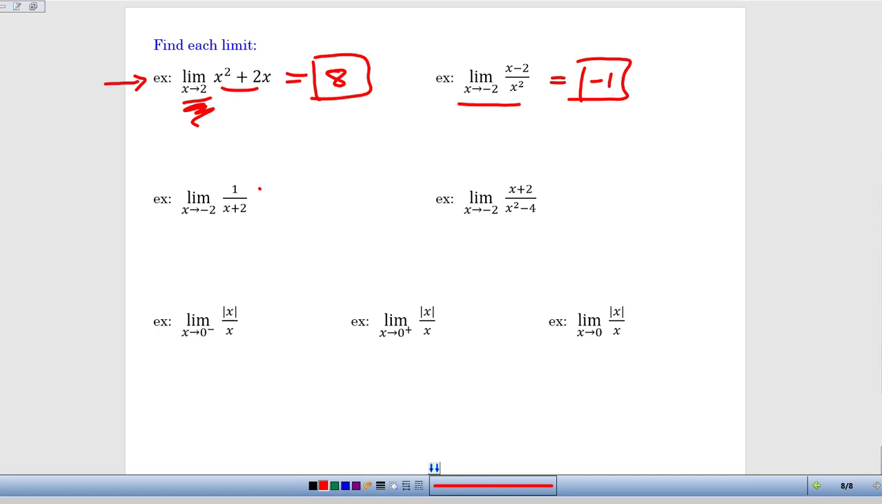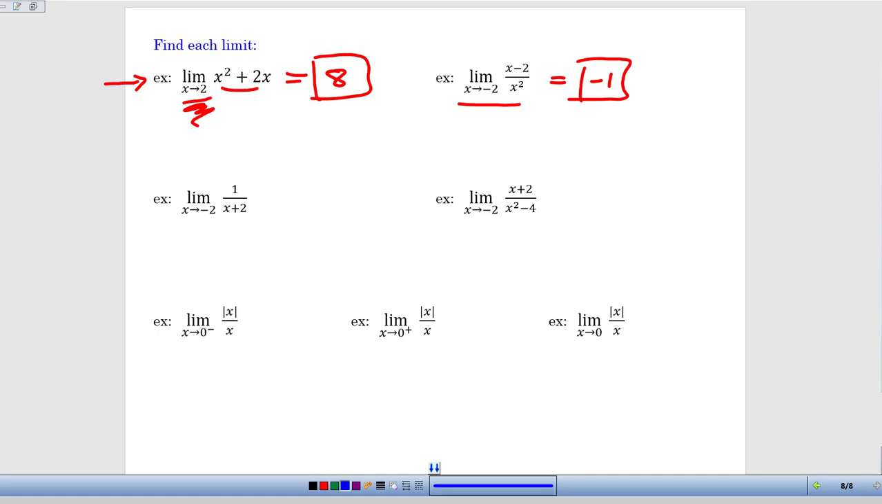So we just crunch it out, and as x gets closer and closer to -2, the y coordinate, the output of this function, is approaching -1. So our graph is just going to go through that location, -2, -1. Or on the previous question, 2, 8.